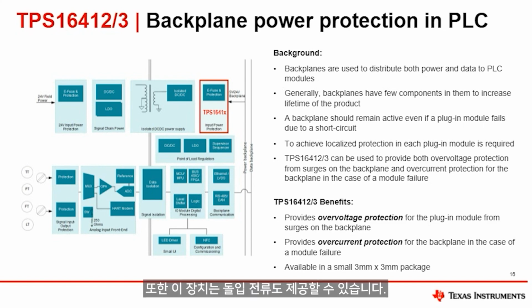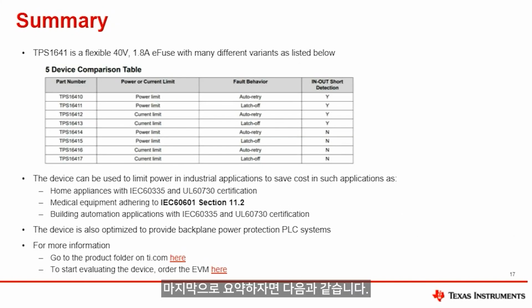Additionally, our device can also provide inrush current limiting. If a device is hot swapped into a backplane, our device can provide inrush current control as it charges up the input caps of the module. So it can help to prevent the backplane from being overburdened from the inrush current. Additionally, the device is available in a very small 3mm by 3mm package, so it can be used as a small component that doesn't take up much board space to provide this critical protection. And then last but not least, just wanted to sum it up.